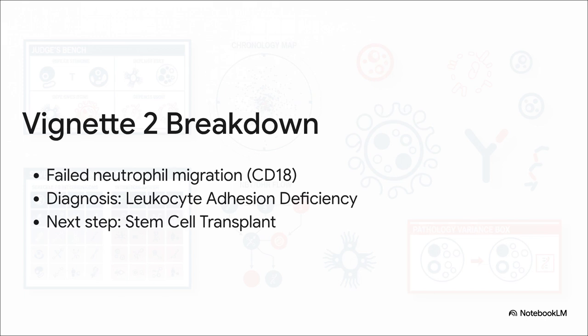Here is exactly what's happening. You have that classic, glaring paradox of extreme leukocytosis combined with a total absence of pus. The pathophysiology traces straight back to defective CD18. The neutrophils are stuck in the bloodstream and simply cannot migrate to the tissue, causing that umbilical stump to fail to separate. The diagnosis is leukocyte adhesion deficiency. Your diagnostic loop closes with flow cytometry for CD18, and you must immediately evaluate this patient for a stem cell transplant.